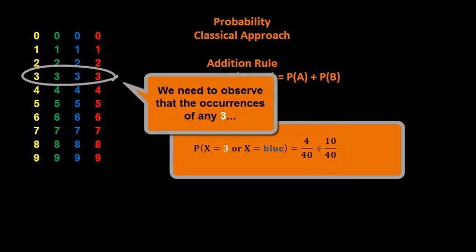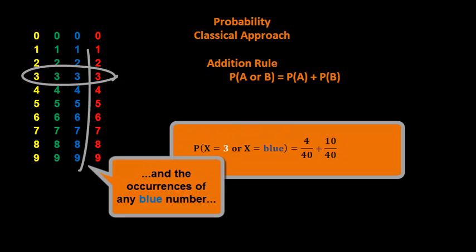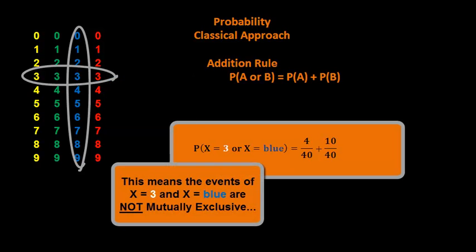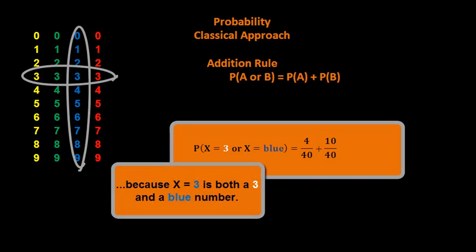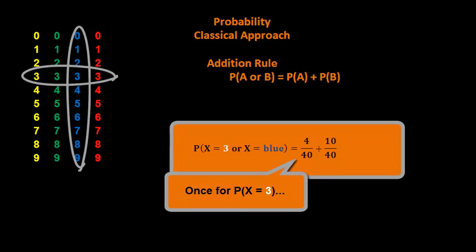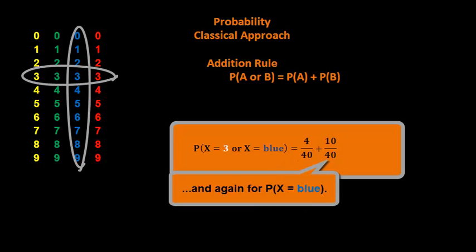We need to observe that the occurrences of any 3 and the occurrences of any blue number intersect where x equals a blue 3. This means the events of x equals any 3 and x equals any blue are not mutually exclusive, because x equals a blue 3 is both a 3 and a blue number. We counted the occurrence of x equals a blue 3 twice, once for the probability of x equals any 3, and again for the probability of x equals any blue.